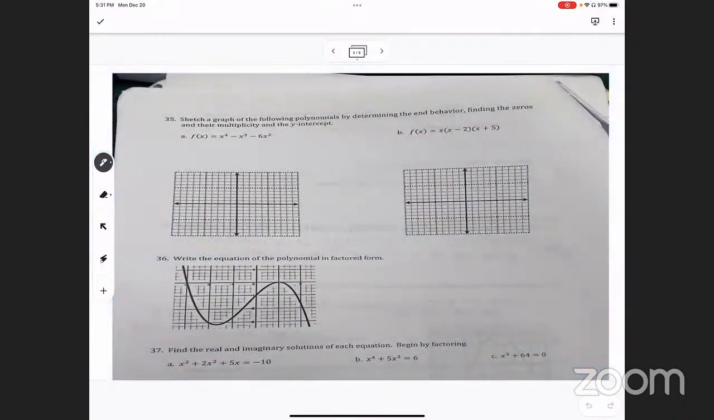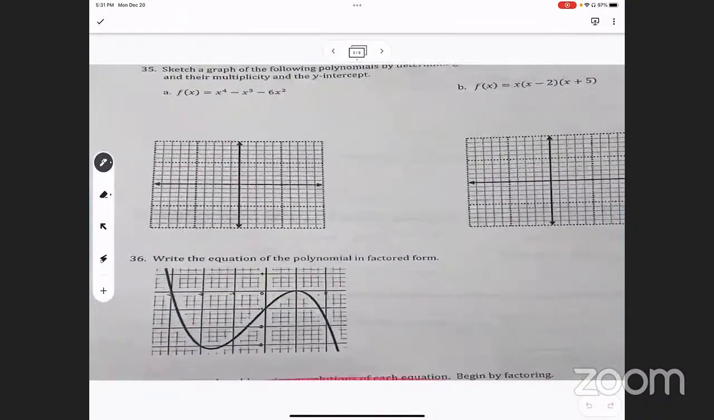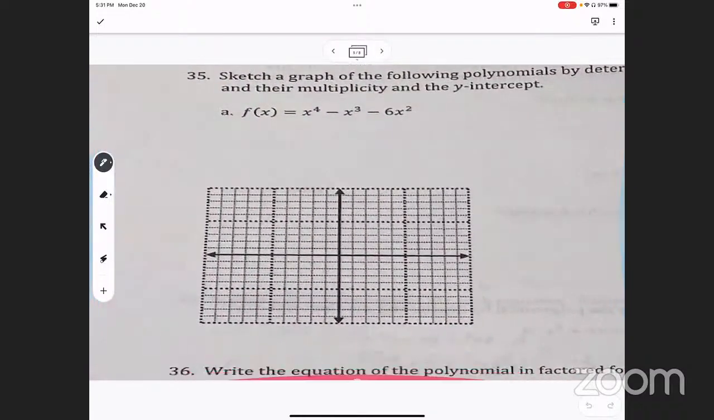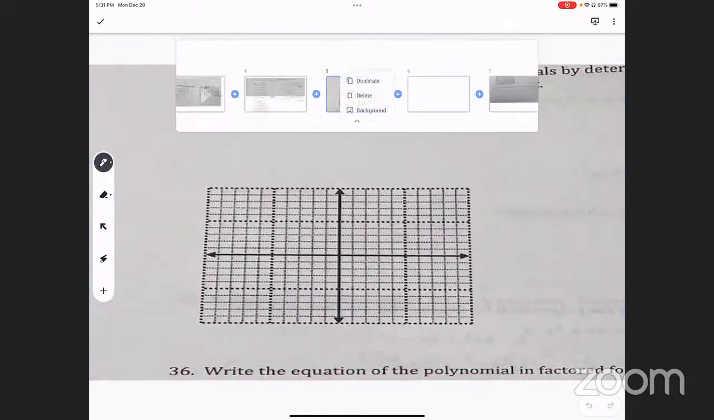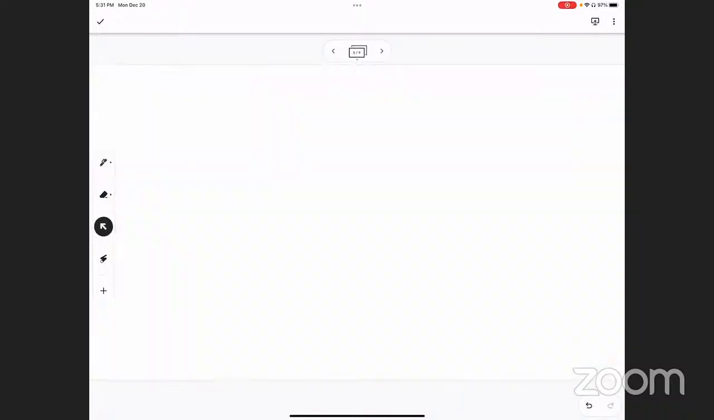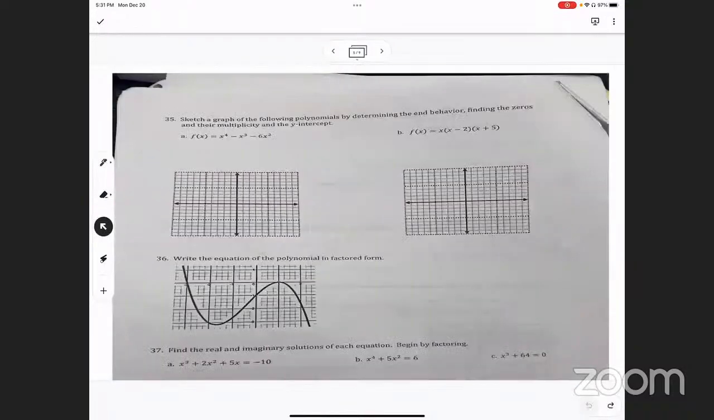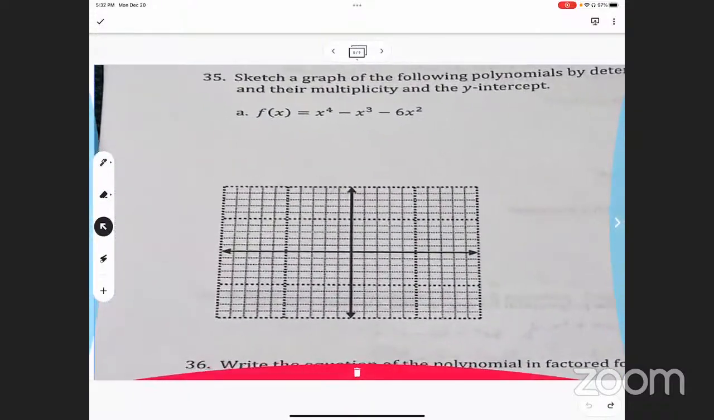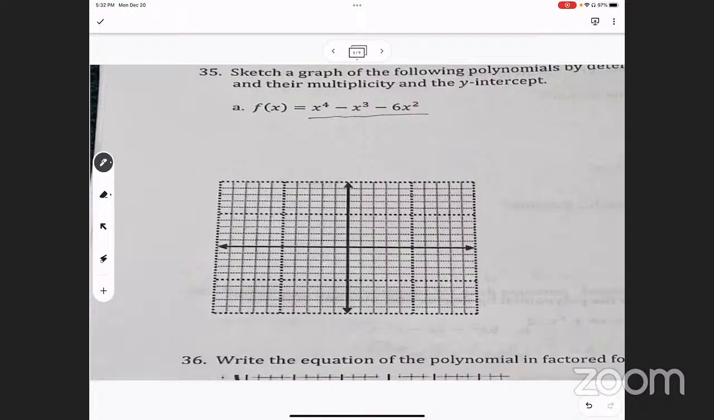All right, sketch the graph of the following. Here's the deal with end behavior and all this kind of stuff. I'm going to zoom in on this, and then we'll make a duplicate and do the next one on the next page. So here's the deal with multiplicity. First of all, you want to factor it. So let's factor an x squared out. Do you see how that factors out? You'd have an x squared left minus an x minus a 6.